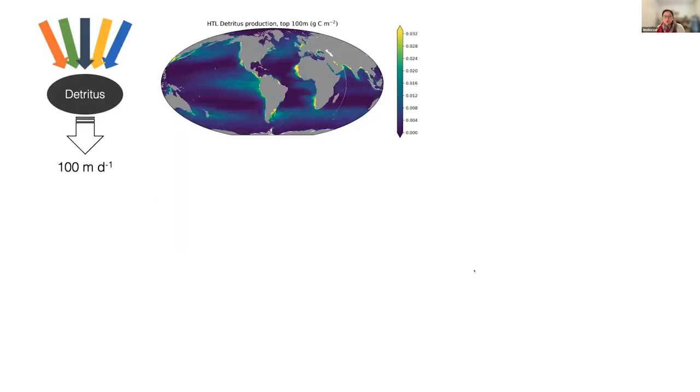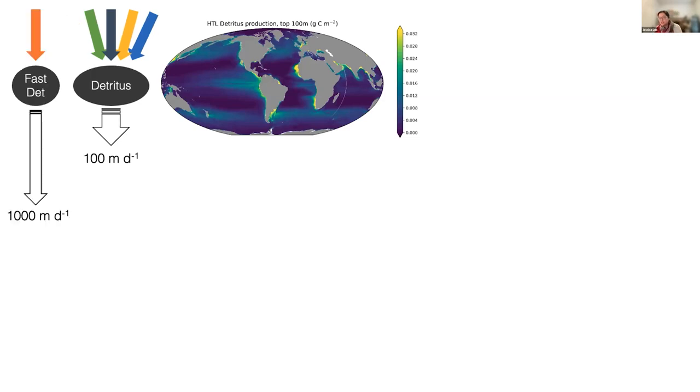So in the original COBALT model, all detritus production flows into one detritus pool that sinks at about 100 meters per day. For example, this is the spatial distribution of the higher trophic level, the fishes detritus production in the standard model. What we did is we split the detritus pool and moved the fast sinking detritus into a separate component, which sinks at 1,000 meters per day. This actually results in a slight decrease in the fish detritus production, which I'll talk a little bit more about shortly.